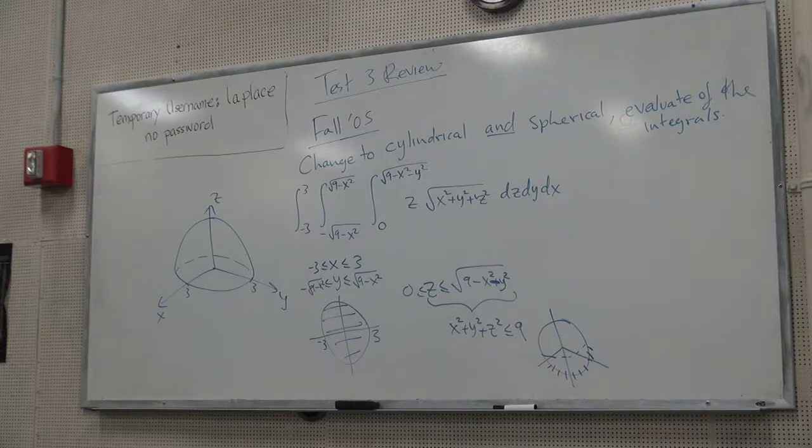So what's the cylindrical setup? The cylindrical is between 0 and 2 pi for theta, and then between 0 and 3 for r. And z is between 0 and the square root of 9 minus r squared. Then you have z times r squared plus z squared, then you have r dz dr d theta. It was the spherical that I was having problems with.